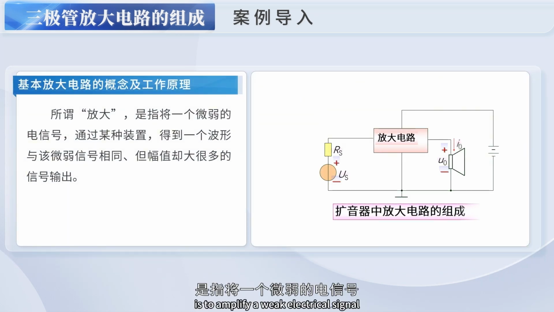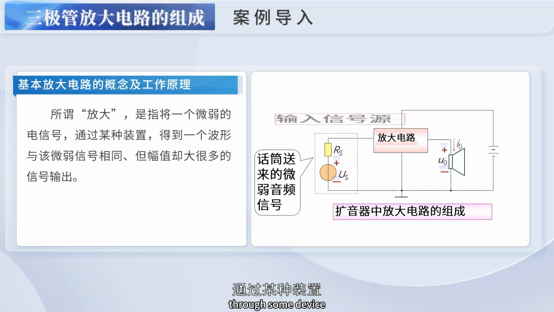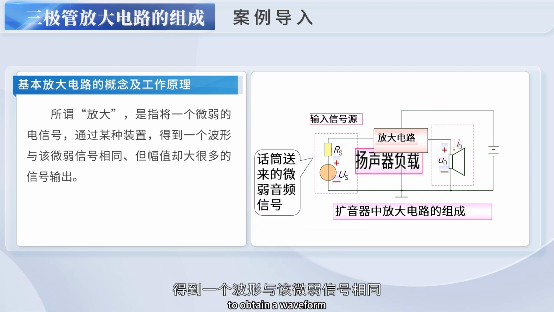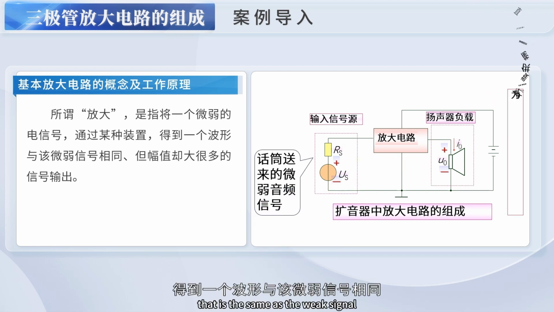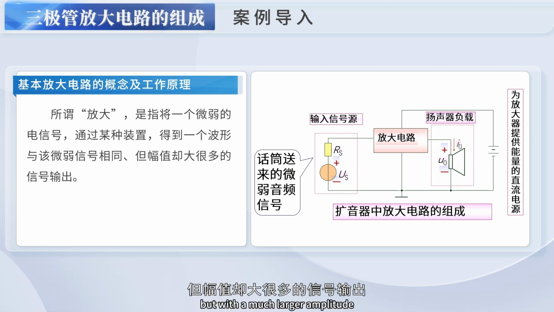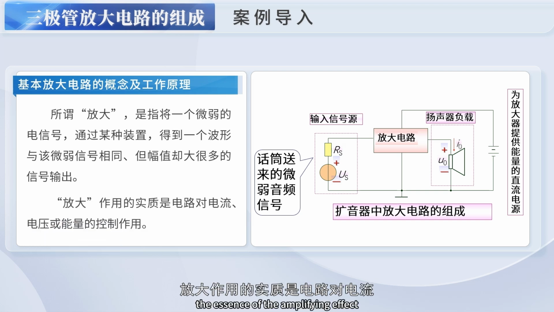Amplification is to amplify a weak electrical signal through some device to obtain a waveform that is the same as the weak signal, but with a much larger amplitude. This device is the amplifier circuit. The essence of the amplifying effect is the circuit's control over current, voltage, or energy.